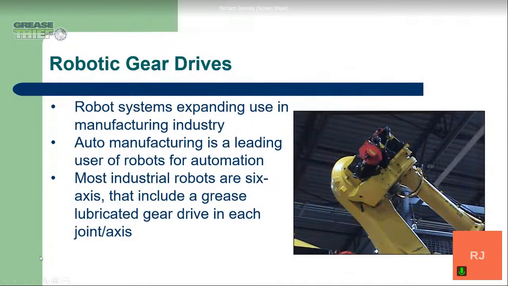Robotic gear drives and systems are being expanded across the manufacturing industry. They're used in many different manufacturing industries, whether it be food, pharmaceutical, or auto manufacturing. So they're becoming extremely popular, and it's an extremely important asset to maintain for the function of a facility. Most industrial robots are 6-axis robots that include a grease lubricated gear drive in each joint or axis of the robot.